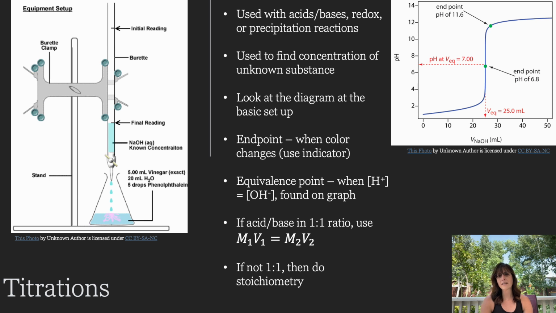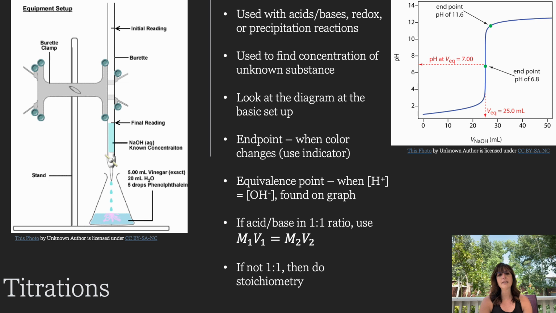We can't discuss concentration and acids and bases without discussing titration, and we'll actually do a couple of labs using titration. Titration can be used with acids and bases, redox reactions, and precipitation reactions. Basically, you're using it to find the concentration of an unknown substance.